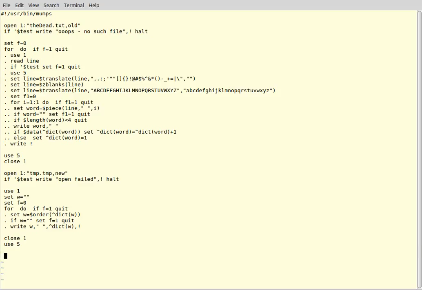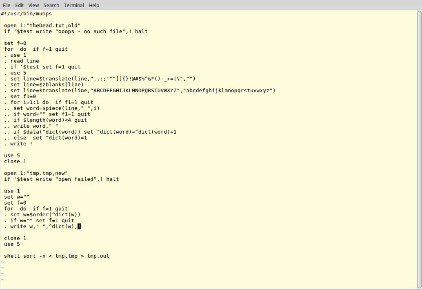Now, in my version of Mumps, there's a command called shell, which allows you to execute a command in the underlying operating system. It creates an operating system shell, and you can execute commands in it. Well, I want to do sort, which is a standard Linux program, it's part of your system, which sorts things. I left something out up above, I just noticed. And the input will be temp.temp, and the output will be, let's call it temp.out.